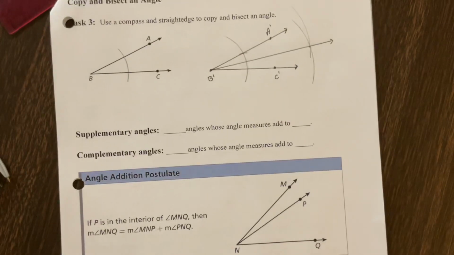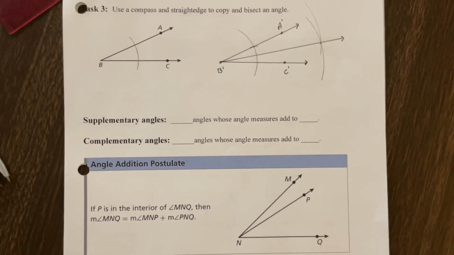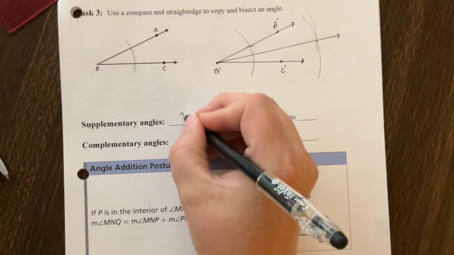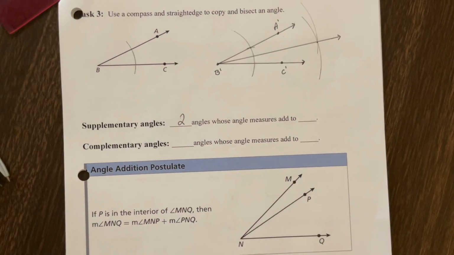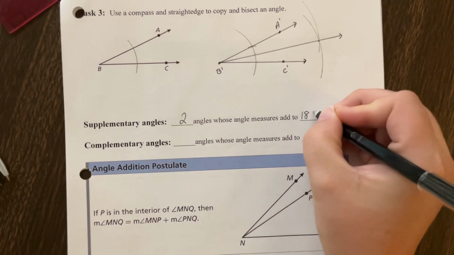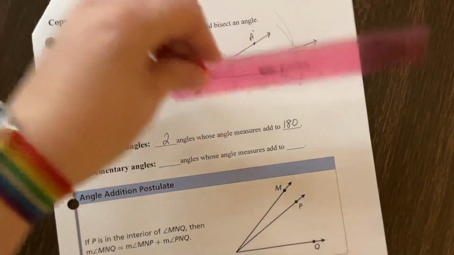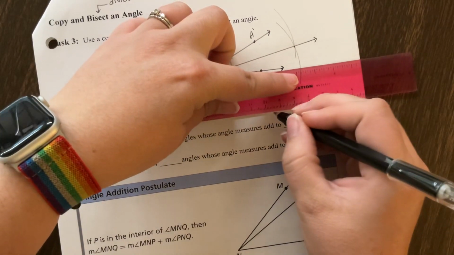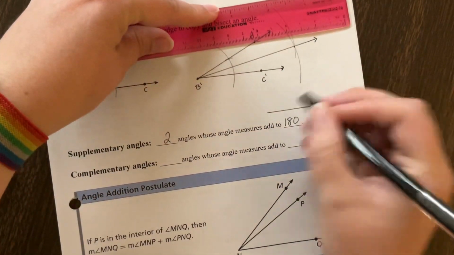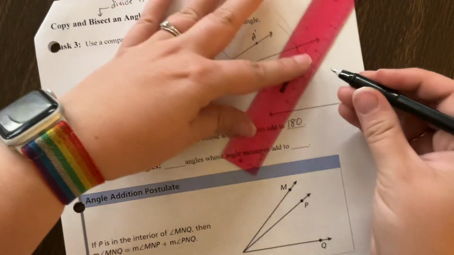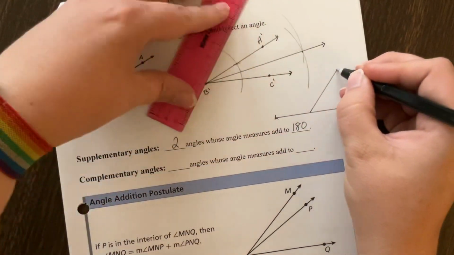Okay, next. Pairs of angles. Supplementary angles are two angles whose angle measure adds to 180 degrees. So if I have two angles that add up to 180, okay, we know that 180 is a straight line. Remember, a straight angle is 180. So the fastest way to draw supplementary angles is to do this.